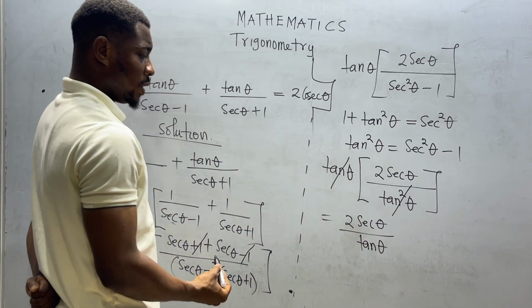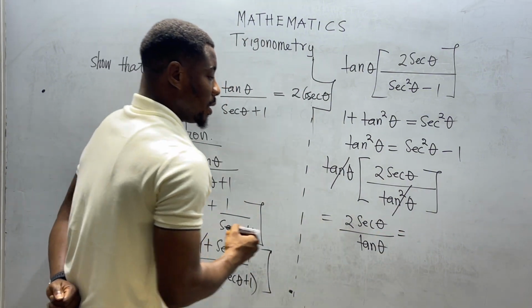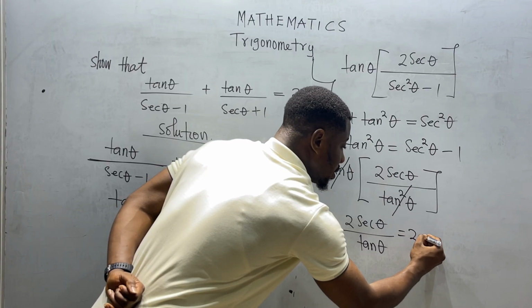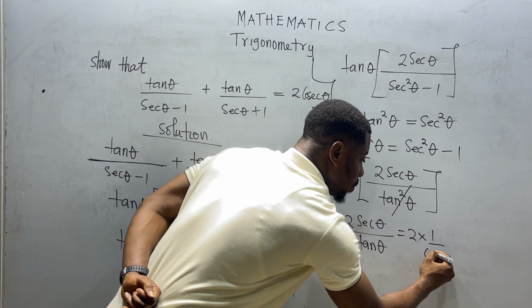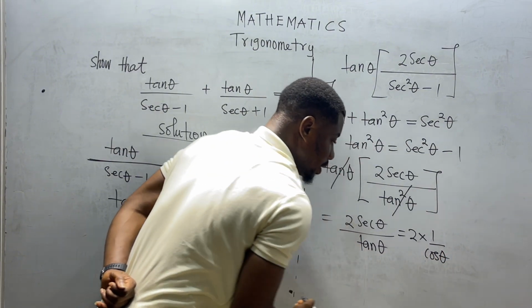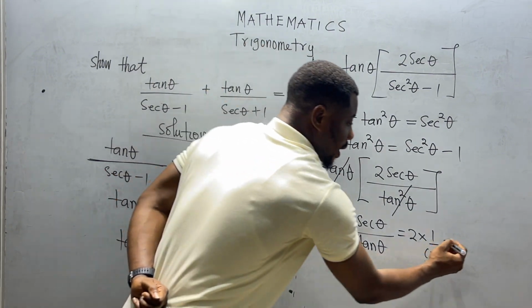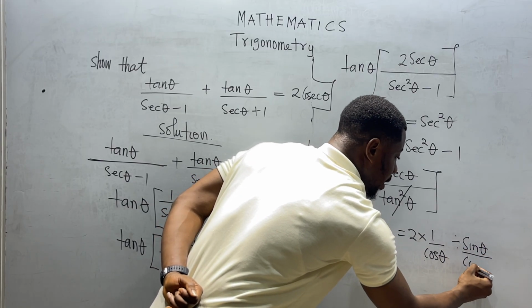Now you can see that we're very, very close to our answer. This is the same thing as saying something like this. Sec theta is the inverse of cos, so it becomes 1 over cos theta. Then we have tan here. Tan is sine over cos. So it's like saying divided by sine theta divided by cos theta.